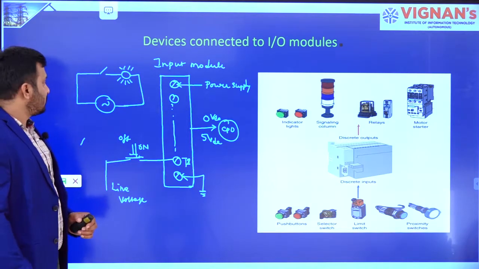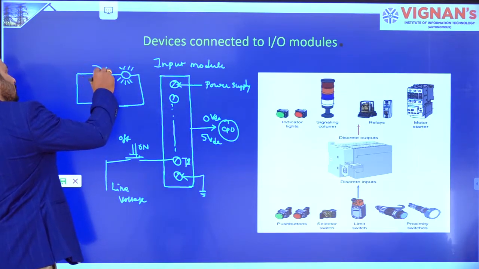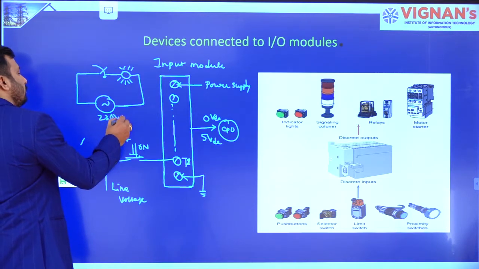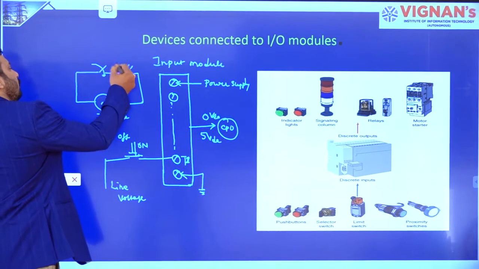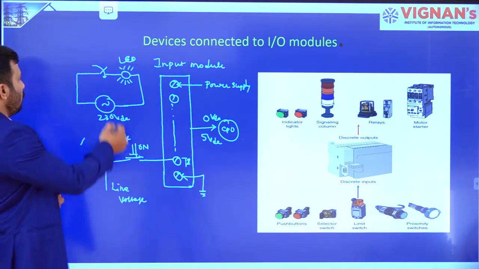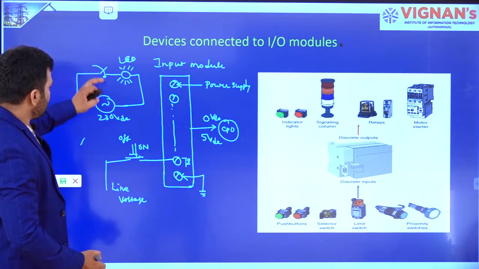This is the way the circuit is there. For example, what will happen if you close this particular switch? This power supply, whatever you apply, is used to light this particular LED or any light you connected. If you open this particular circuit, this is going to be 0, right? This is going to be 0.